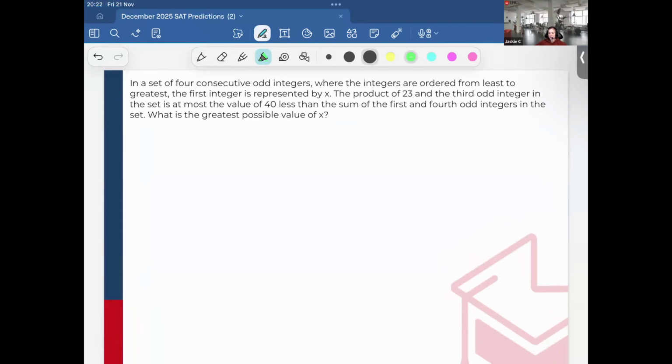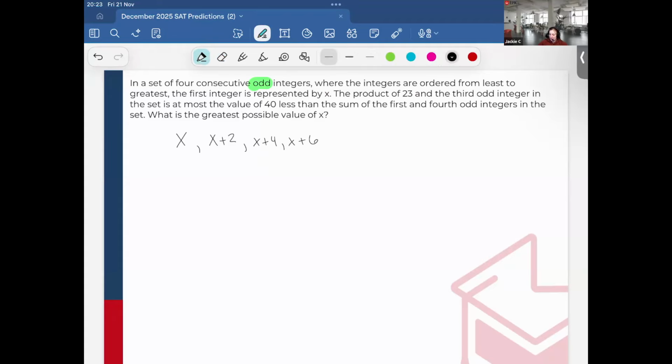So it says, in a set of 4 consecutive odd integers, where the integers are ordered from least to greatest, the first integer is represented by x. Okay. How I would describe 4 consecutive odd integers is x, x plus 2, then x plus 4, and then x plus 6. And imagine why that is, because if this was, let's say, 1, then this would be 1 plus 2, 3, then this would be 1 plus 4, 5.